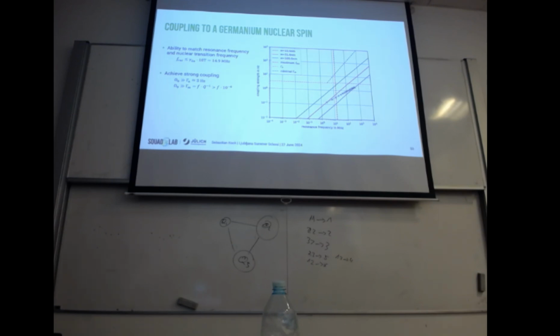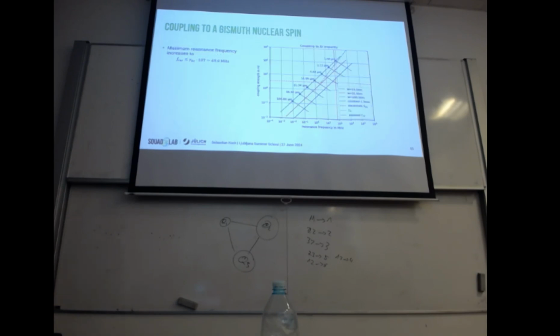our best atom. I mean, this is germanium. Bismuth is much better. And if you look at the results, you also have to consider that the gyromagnetic ratio is much higher, so this red line is shifted to the right. And also the coupling factor is much higher. So if you look at the 30 nanometers width line, we are almost in the strong coupling regime.